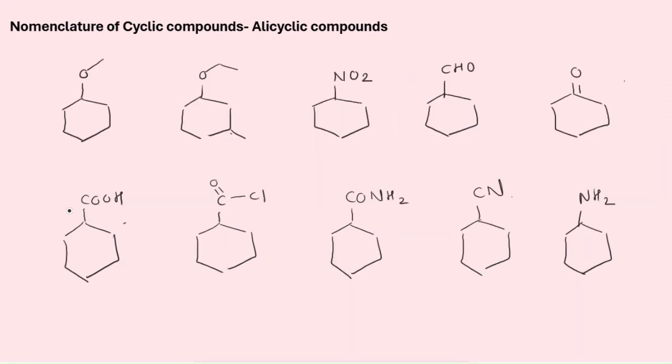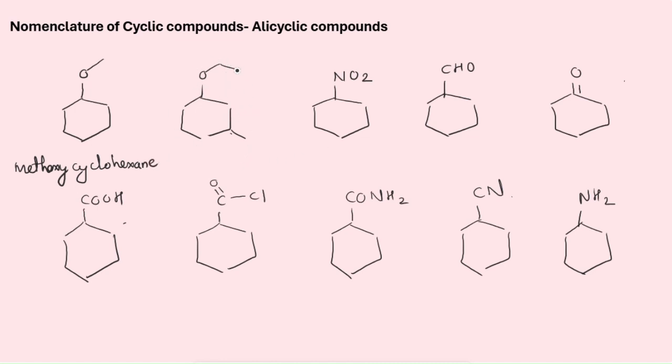Now let's name the given molecules. First, identify the functional group. The functional group here is ether. So generally we name them as alkoxyalkane. So here methoxy is the prefix now. Very simple, methoxy. And here what do we have? Cycloalkane. Which alkane is it? Hexane. Therefore, cyclohexane.